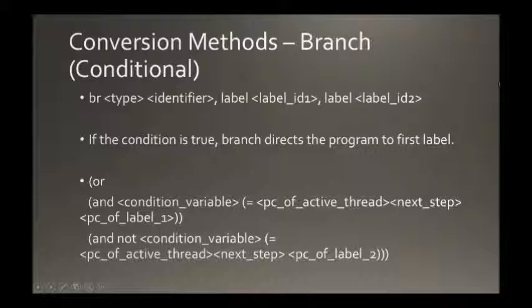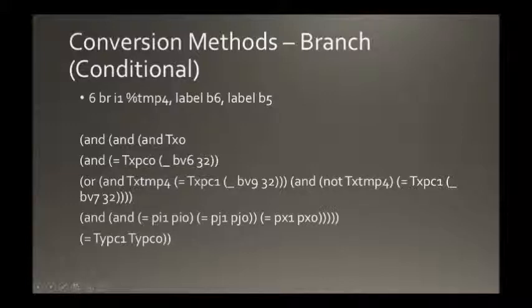Now another instruction, the branch operation. Branch has two types in LLVM instruction format, conditional or non-conditional. Conditional means if the boolean variable is true, branch to the first label, else branch to the second label. Here is an example.